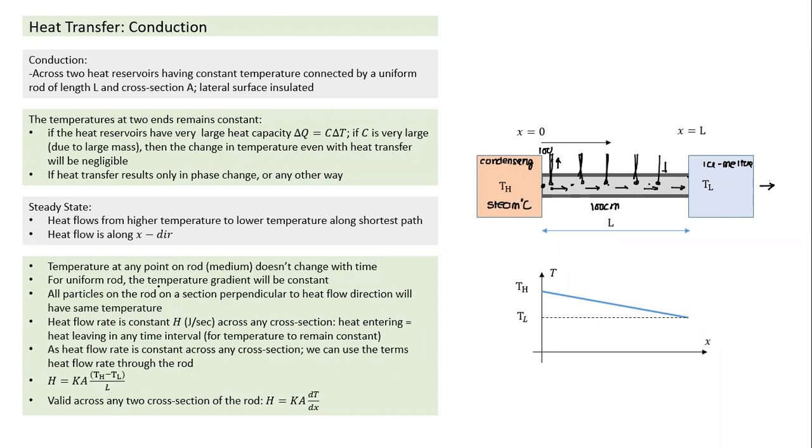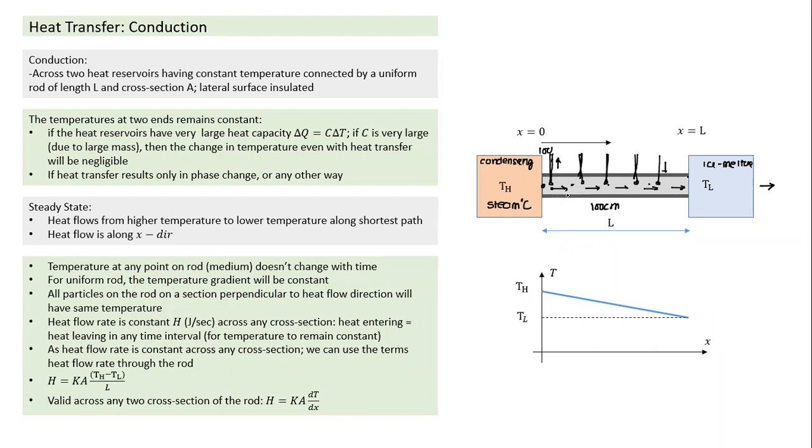For a uniform rod, the temperature gradient will be constant, so the temperature also will vary uniformly. We'll see why that will happen. That also we can easily observe when we do this experiment. All particles on the rod in a section perpendicular to the heat flow direction will have the same temperature.